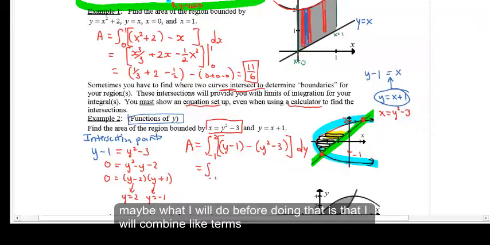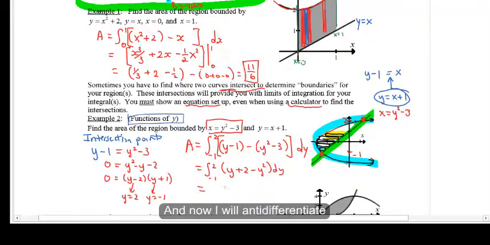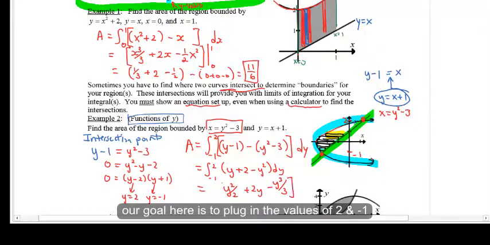Maybe what I'll do before even doing that is I'll combine like terms, and I'll put this as y plus 2 minus y squared dy. And now I'll anti-differentiate. And our goal here is now to plug in the values of 2 and negative 1. I'll continue to do that.